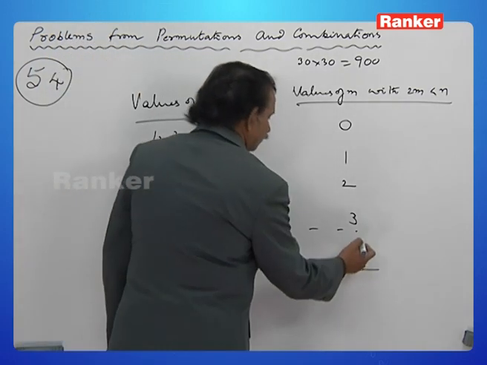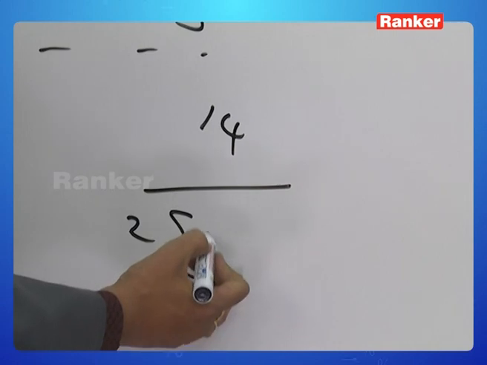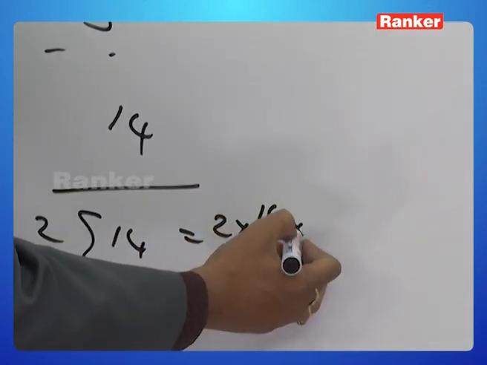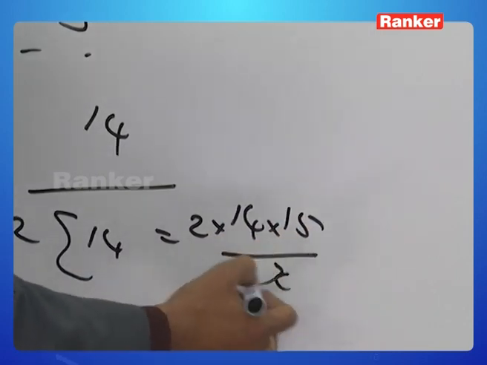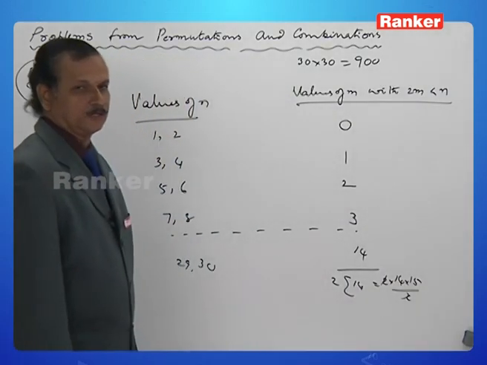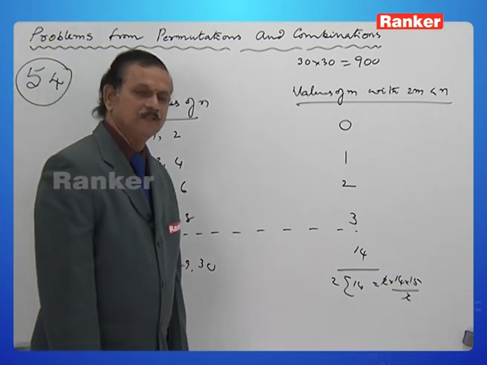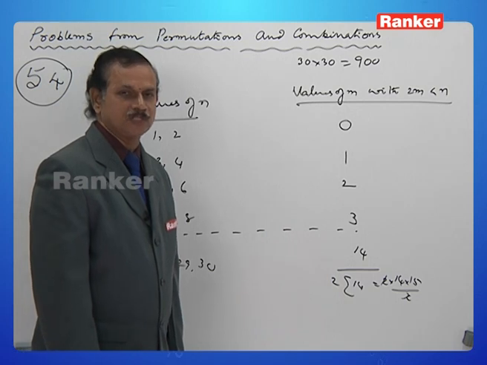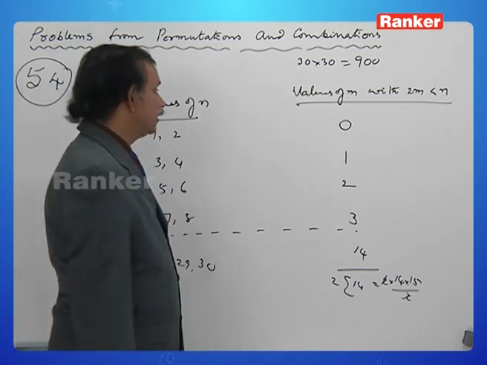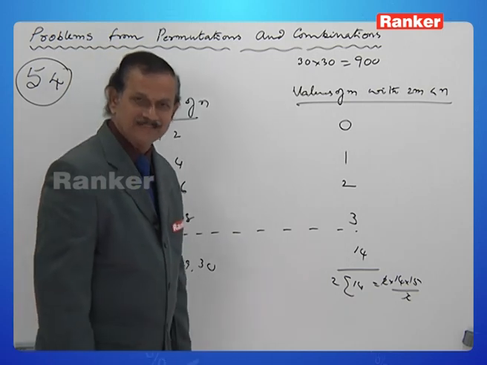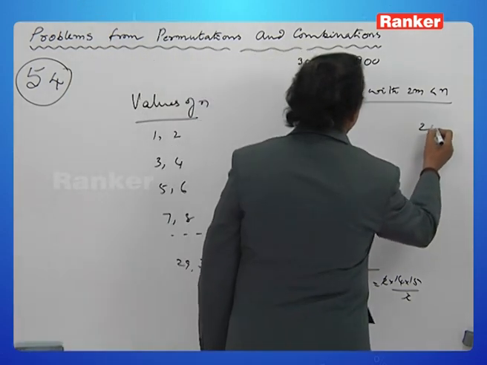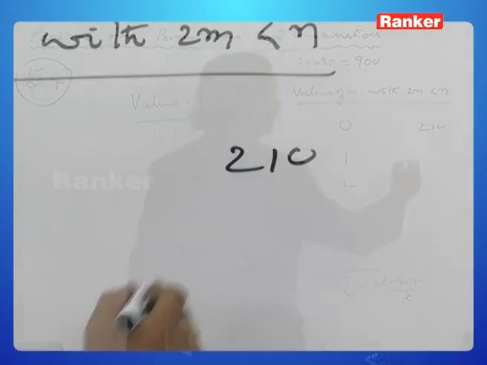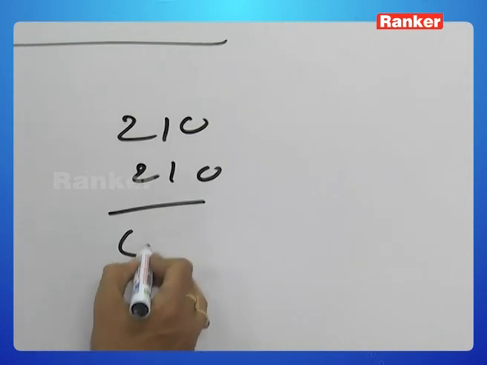It is 2 into sigma 14, that is 2 into 14 into (14 plus 1) by 2. That is 14 into 15. What is 14 into 15? 14 into 15 is 210. With this condition, 2m less than n is 210. And with the condition 2n less than m, one more 210 ordered pairs will also be there.